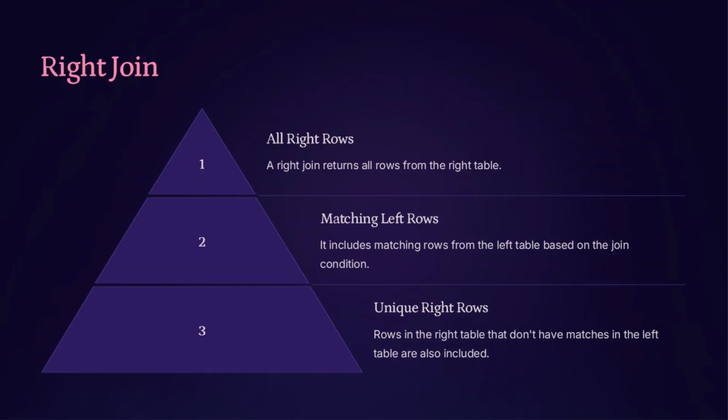The right join is a type of SQL join that returns all rows from the right table, regardless of whether there is a match in the left table. It includes all the rows from the right table, as well as any matching rows from the left table based on the join condition. Any rows in the right table that don't have a match in the left table will also be included in the result set. This is useful when you want to see all the data from one table, even if there are no matches in the other table. The right join is the opposite of the left join, which returns all rows from the left table instead.